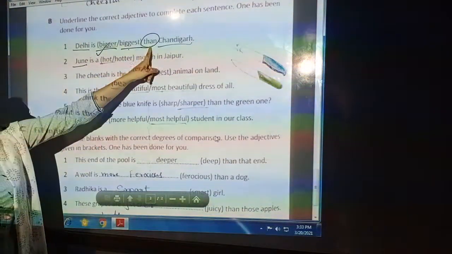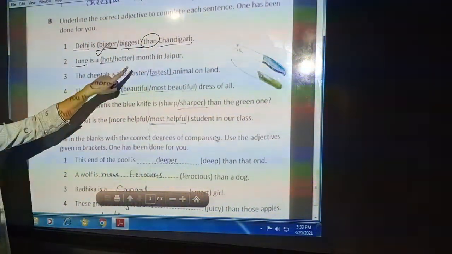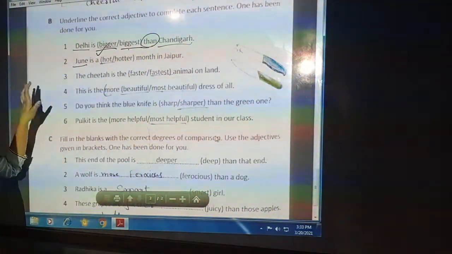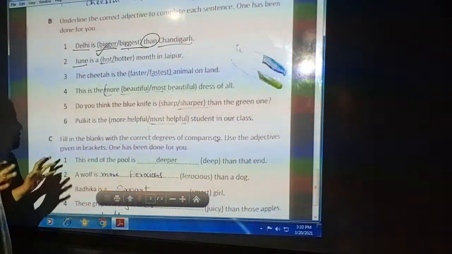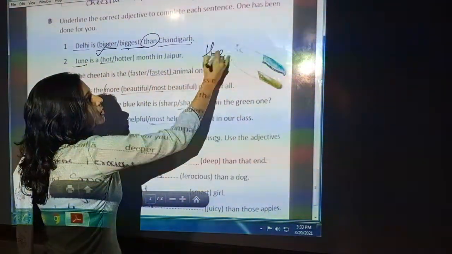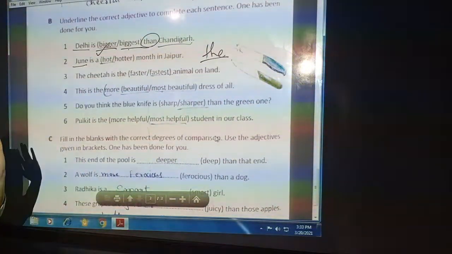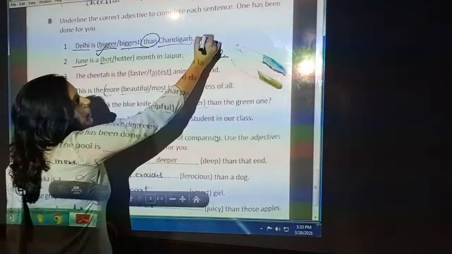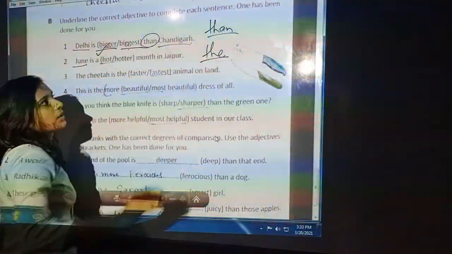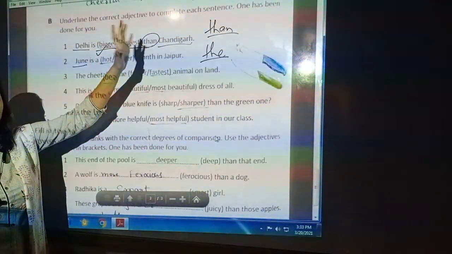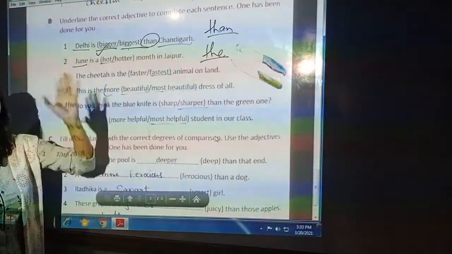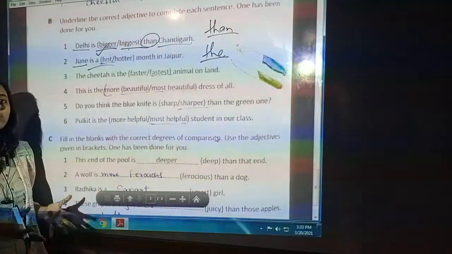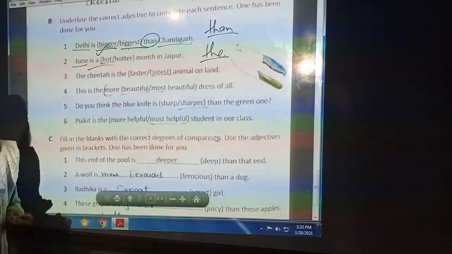Here, when "than" is used, that means there is comparative degree. Here we can see "than" has not been used, so that is positive degree. And if you see "the", that is superlative degree. To show the superlative degree, "the" is used, and to show comparative degree, "than" is used. If both of these words have not been used, that means it is positive degree. Here you can see "the" and "than" are both not used, that means it is positive degree. So we will use the original form of the adjective.